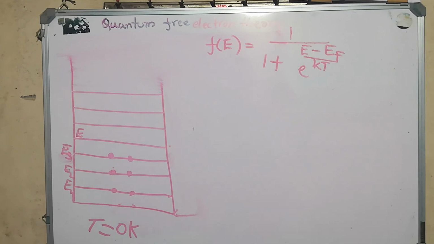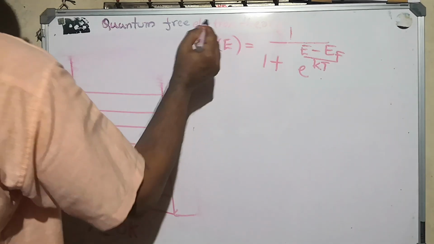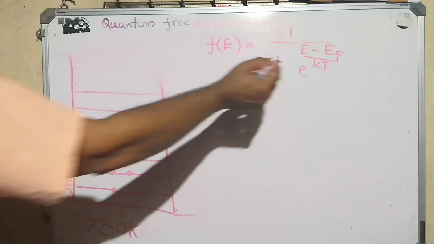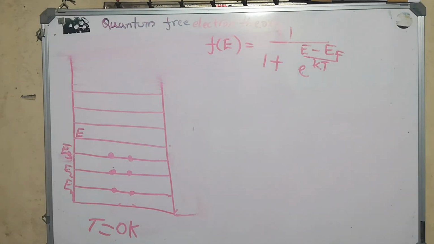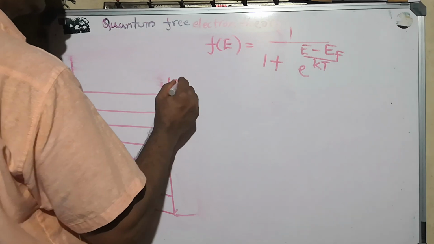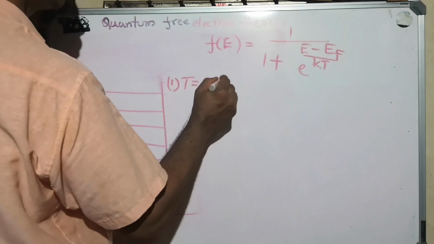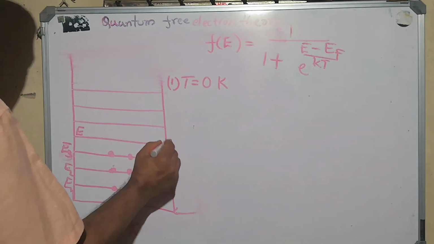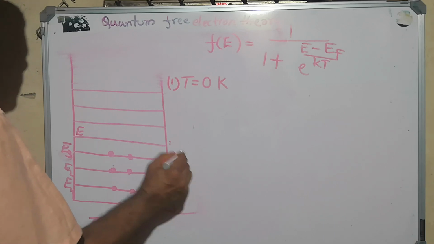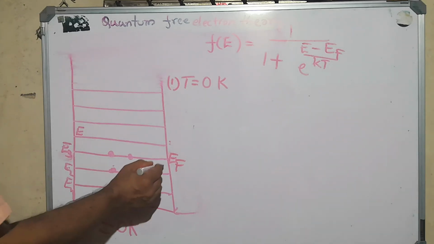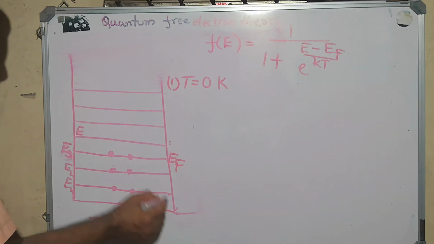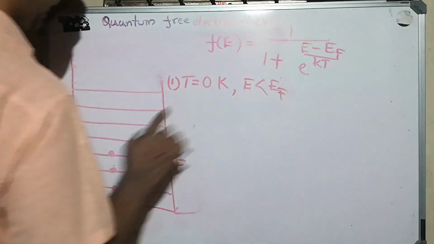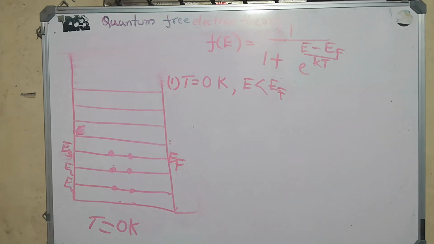Now we will discuss the variation of Fermi factor with respect to temperature. Now, consider the first case where temperature T is equal to 0 Kelvin. Consider the energy levels. This is the Fermi level, EF. Consider the energy levels which are present below the Fermi level. That means E is less than EF.